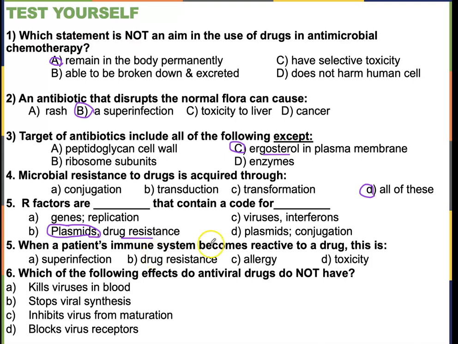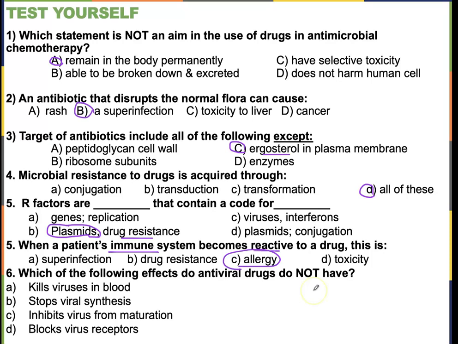When a patient's immune system becomes reactive to a drug, this is called, so this might be when you say the word reactive and immune system, right? What does that point more towards? It's going to be allergy. Okay, so the immune system is going to mediate allergy, whereas toxicity is the damage to the tissue of the organ. So it's not something that the immune system does. It's what the drug specifically does itself.